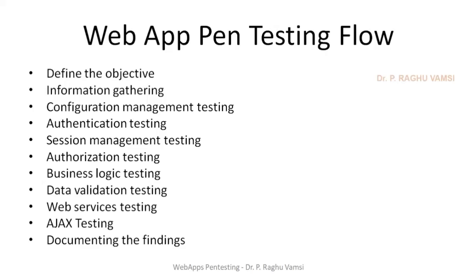Many content management systems may be used in web applications, like WordPress or many others. That is the reason we have to go for a systematic testing plan, such as the web application pen testing flow. The web application pen testing flow will be like this.